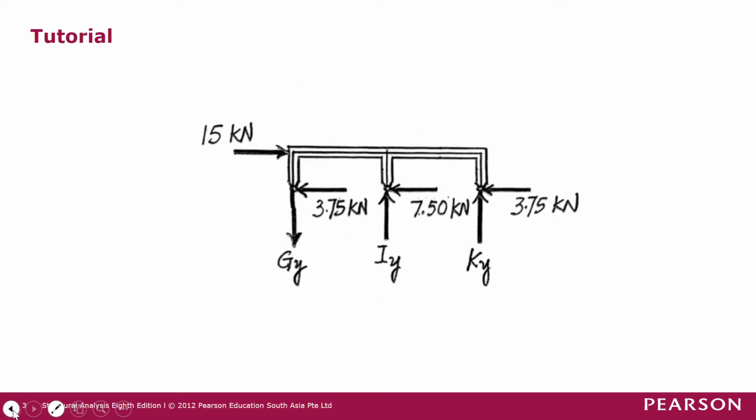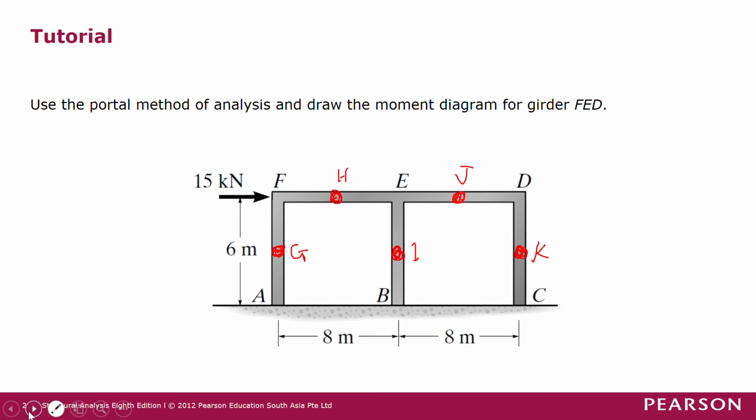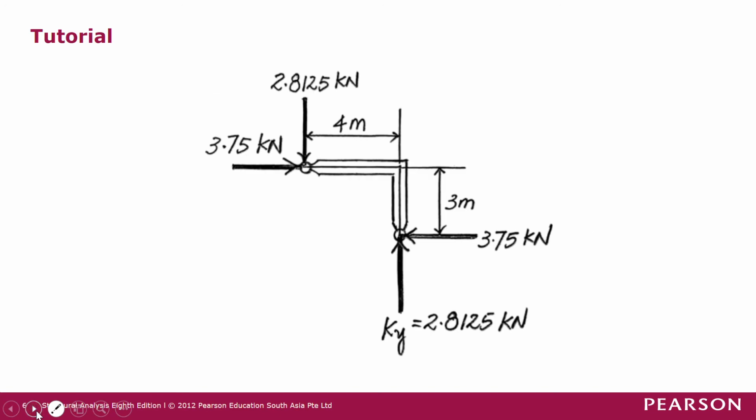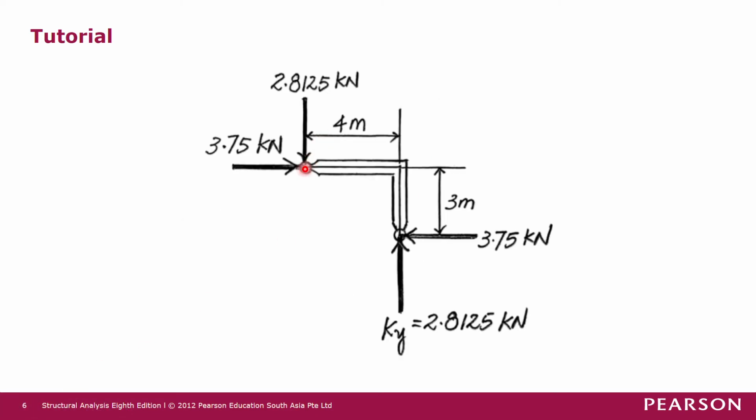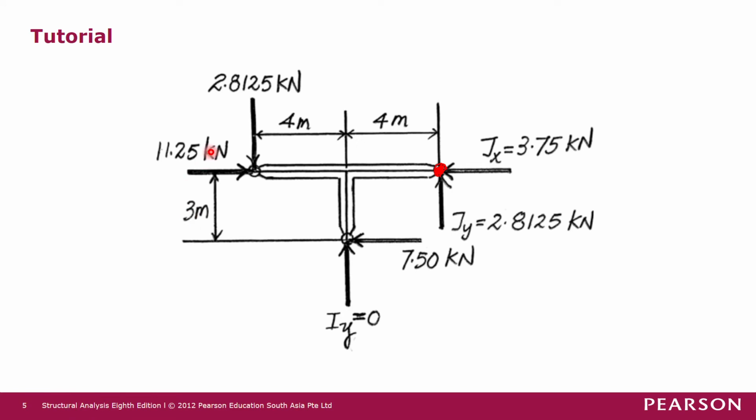So the other part of the frame is JDK. Okay. So for JDK, we are going to get a free body diagram like this. This is joint J, this is joint D, and this is joint K. Right? At joint K, we already know that there's a shear force B of 3.75 kilonewton. And then the forces at joint J here. So this joint J here and the joint J here is a common joint. So the forces must be complementary. So over here we have horizontal force going from right to left of 3.75 kilonewton.